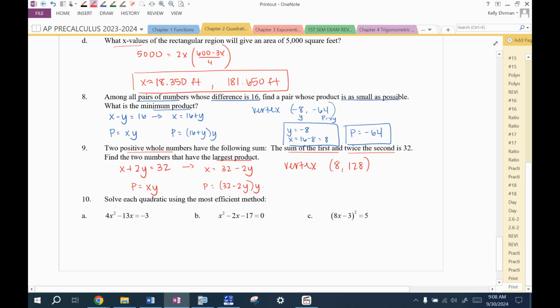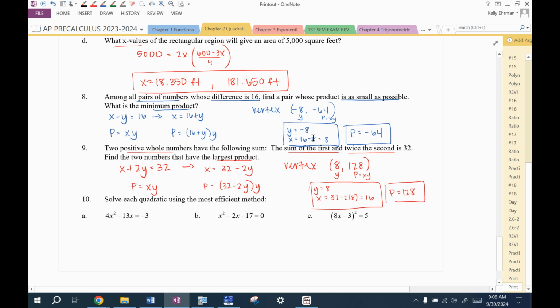The first coordinate represented a y value, and the second was the product of x times y. So when y is 8, x is 32 minus 2 times 8. 32 minus 16 is 16. So those are the two numbers. And the product is 128.